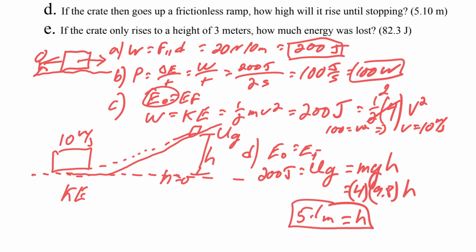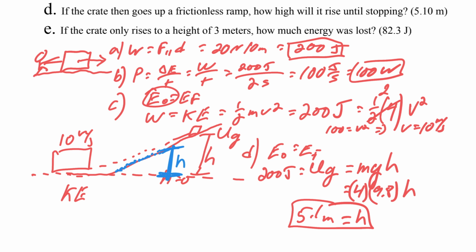Now this question is saying, imagine that it doesn't go 5 meters. It only goes 3 meters. So there's going to be some friction that's going to take away some energy. Some of that energy is going to turn into heat energy, so it's not going to go quite as high.